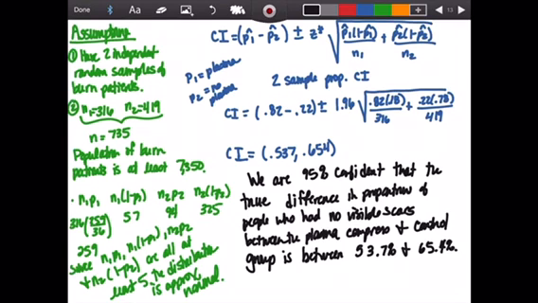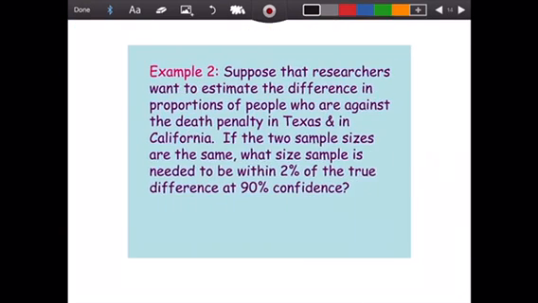We've proven our assumptions, and we've taken a look at a confidence interval. Now let's take a look at how to calculate a sample size that's needed. For example 2, suppose that researchers want to estimate the difference in proportions of people who are against the death penalty in Texas and in California. These are 2 independent samples, and probably people in different states have a differing opinion.